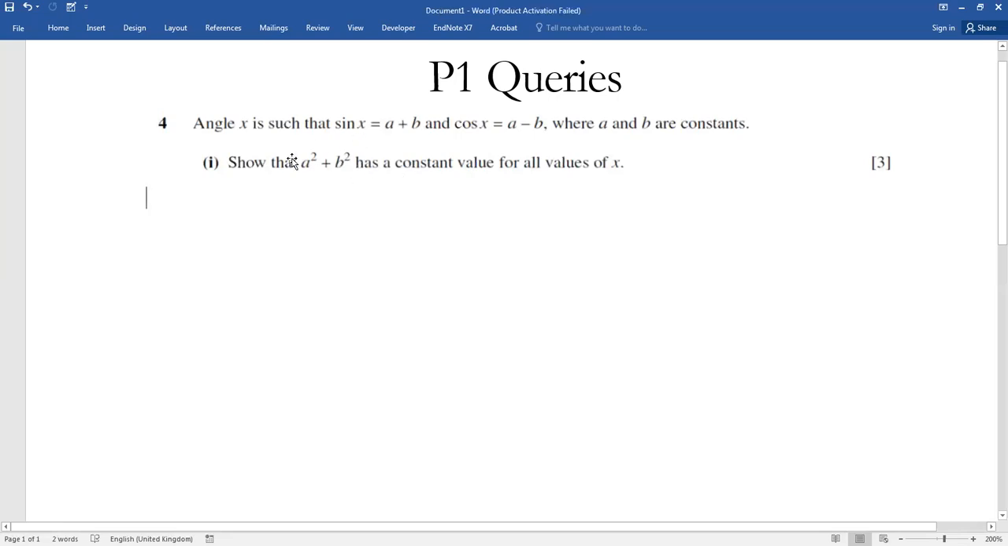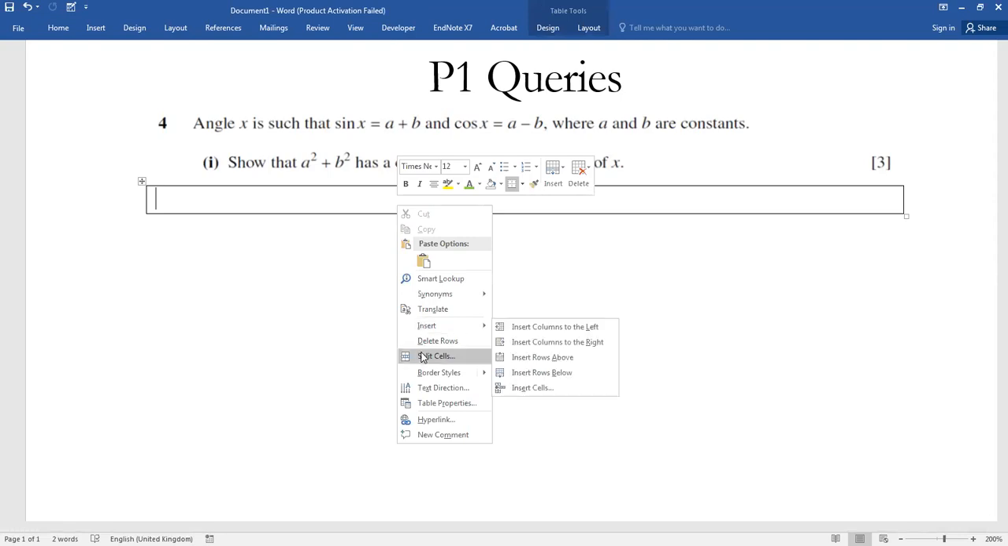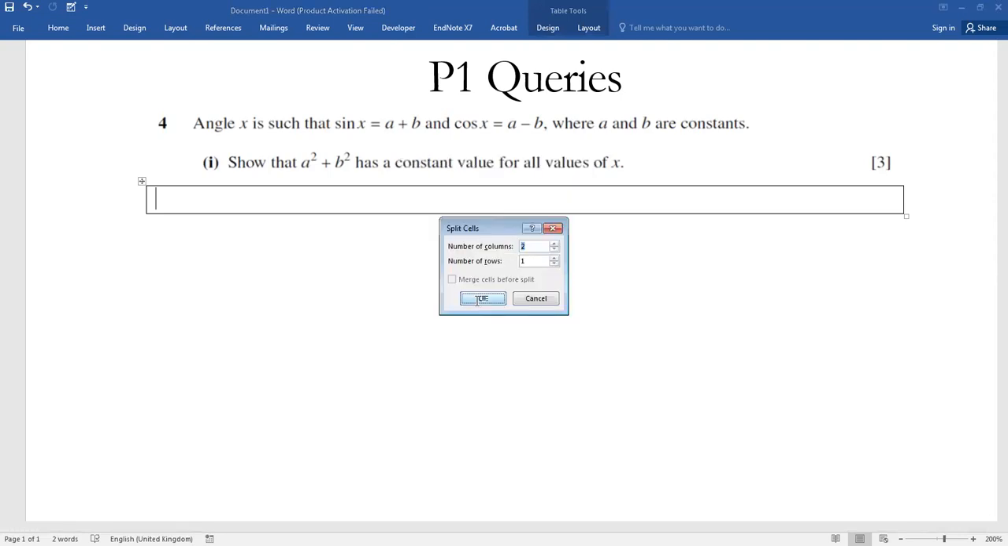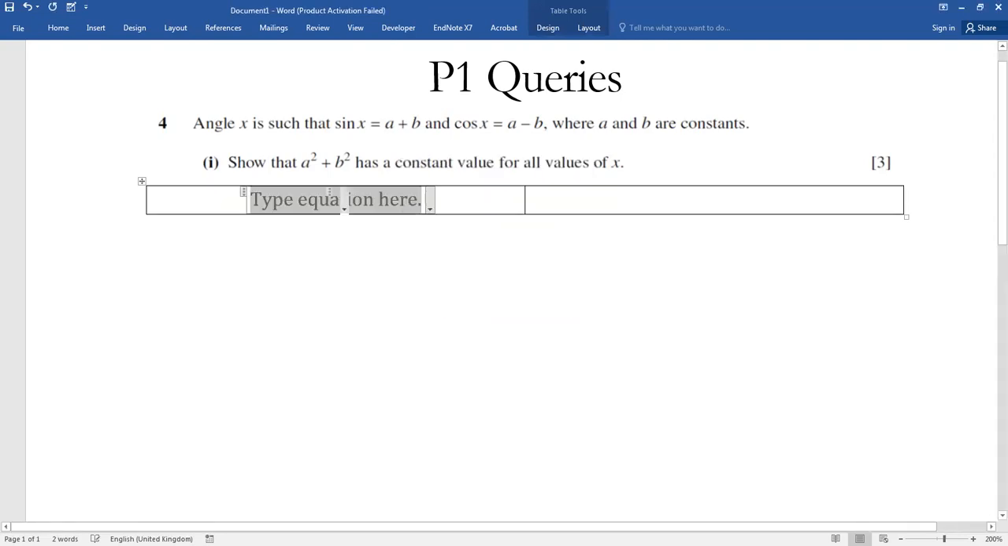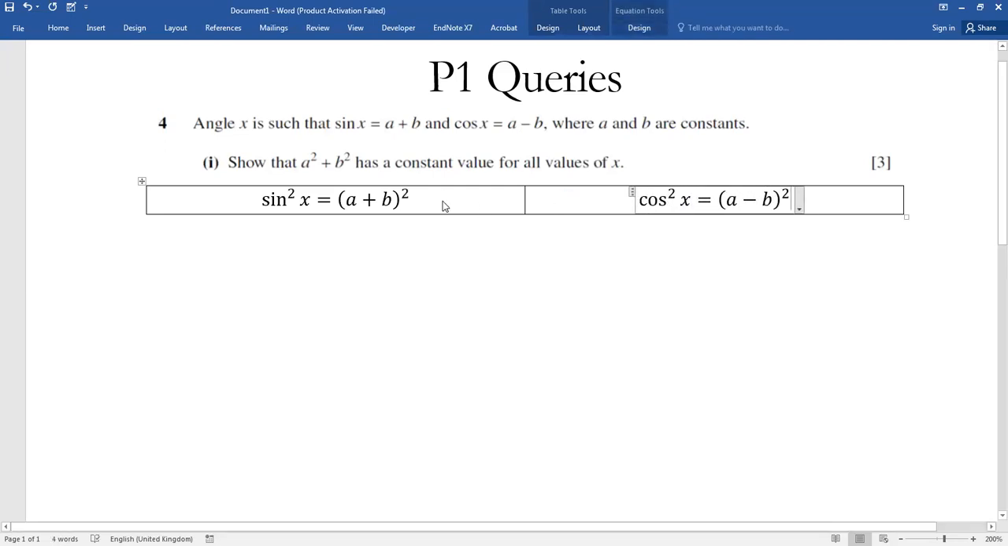How do we get a square plus b square? See, we cannot link sine and cos together, right? But once we have sine square and cos square, can we link them together? If I ask you what sine square x looks like, that is a plus b square. And if I ask you what cos square x is, you will say that is a minus b squared, right?